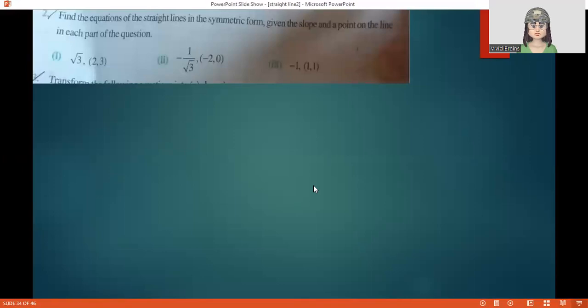Find the equations of straight lines in the symmetric form, given the slope and a point on the line in each part. So here one point is given, that is 2, 3, and the slope is also given. Slope and point both are given. So if the slope and point are given, then what is the general form of the equation of a line in symmetric form?